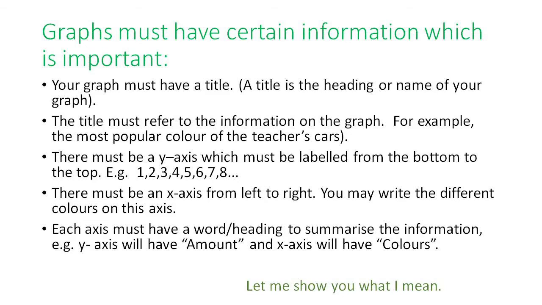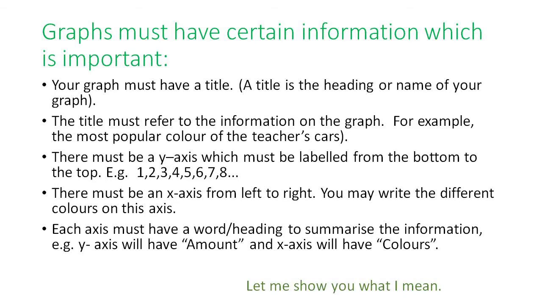Okay, there must be an axis from left to right. So the x-axis runs from left to right. That is your horizontal axis. And you write the different colors on that axis, or the different names of whatever we're looking at. So if we're looking at the colors, or if we're looking at shapes, or if we're looking at birthdays, or the months, or years, whatever it is, goes on the x-axis at the bottom.